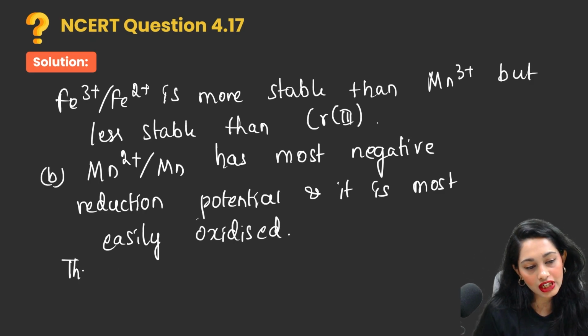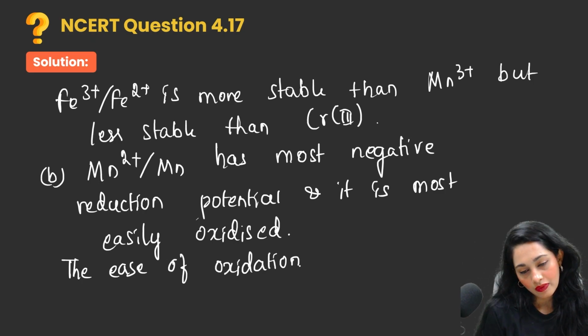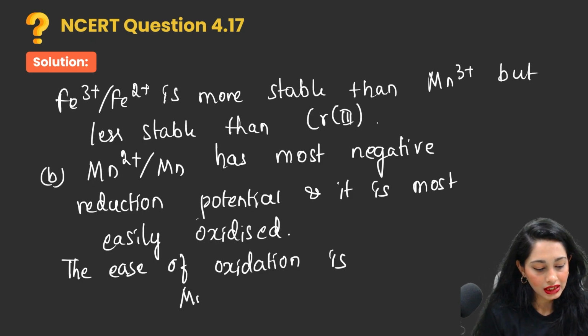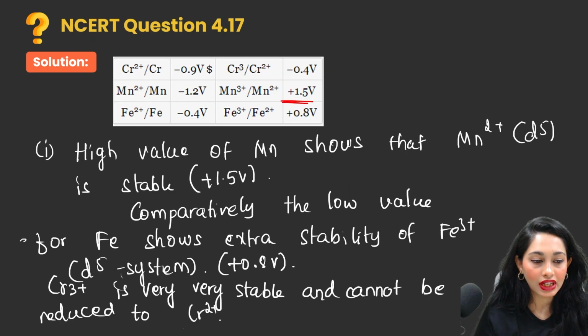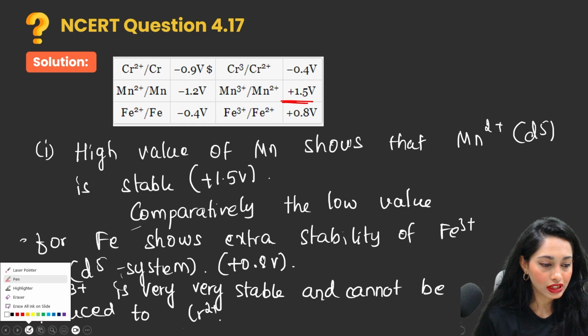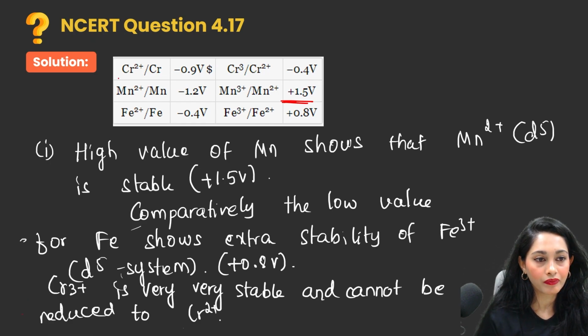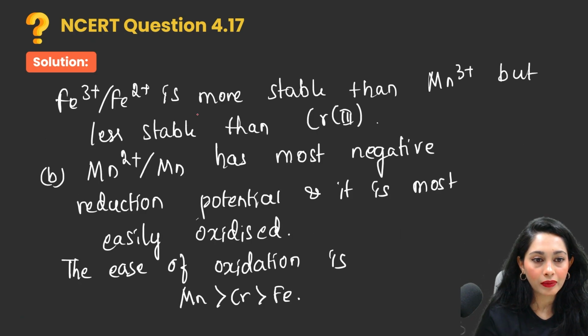So the ease of oxidation is: manganese, then chromium, and then we have iron. So manganese, chromium, and iron. See here, we can see the values. Let me change the color here. See. So manganese. Then we have chromium and then iron. Okay. Yes. Manganese, chromium, and then iron.